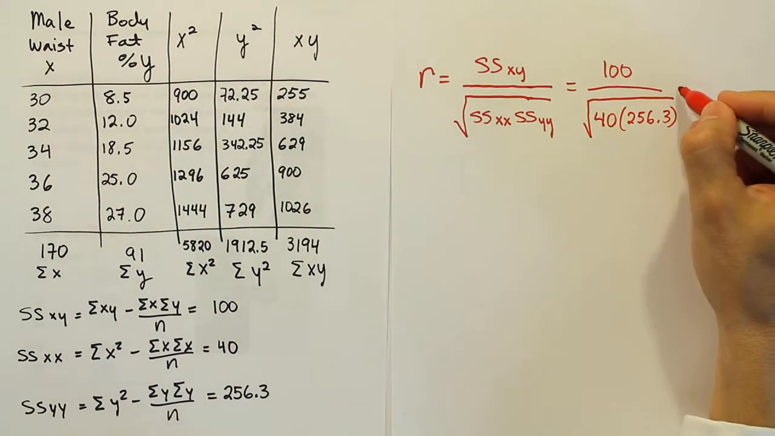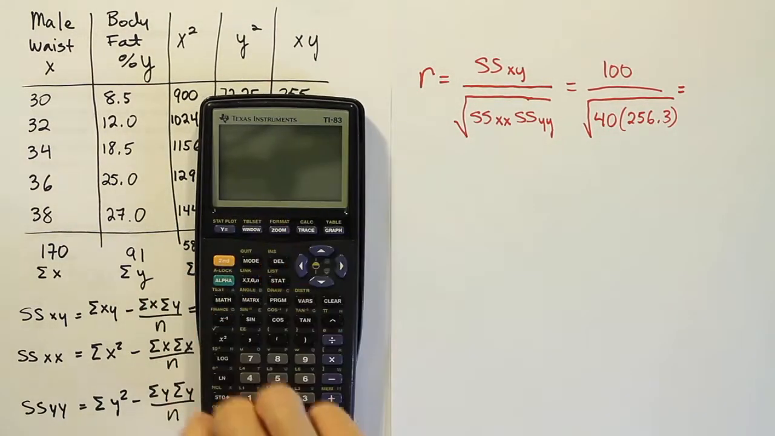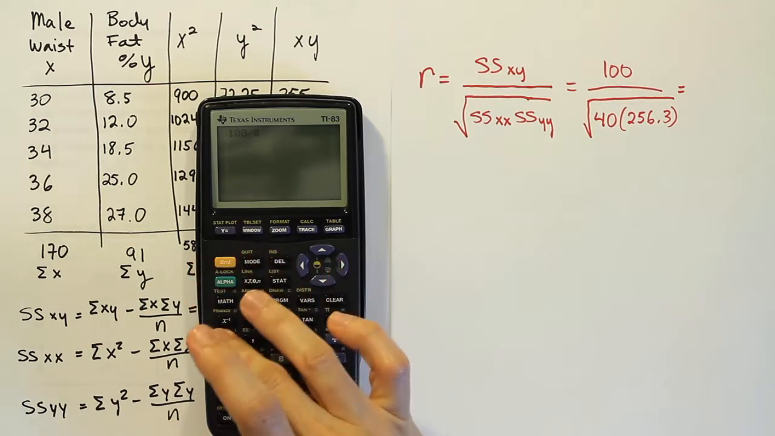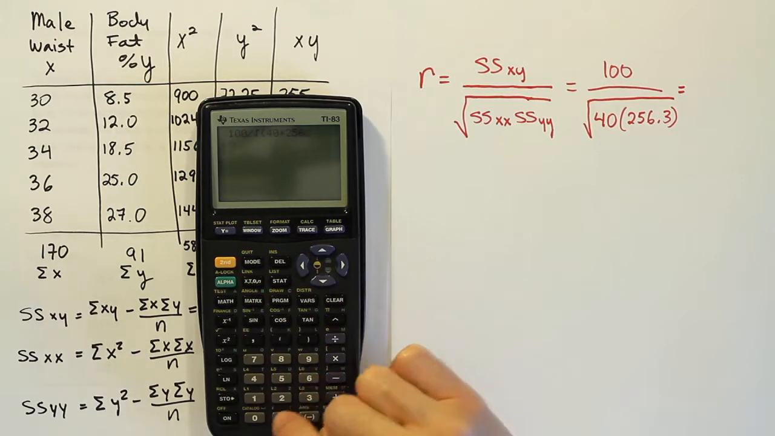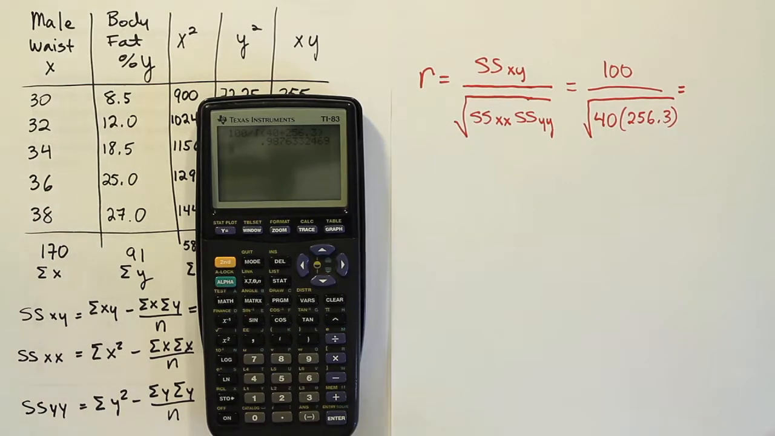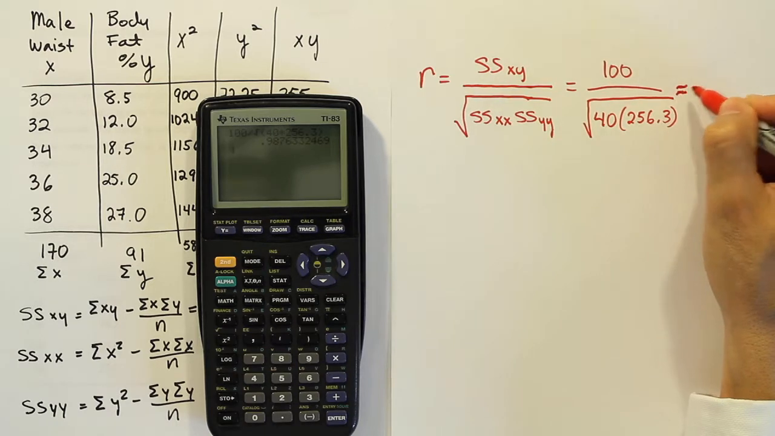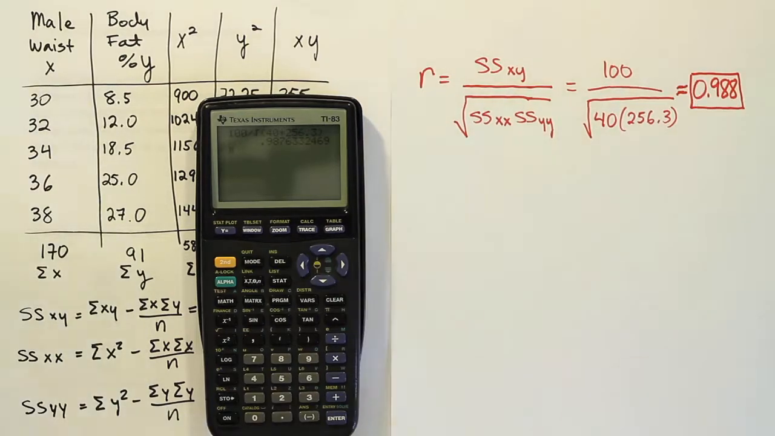Let's see what that is after plugging it into our calculator. So we have 100 divided by the square root of, and the number in the square root is 40 times 256.3. Close it up and hit enter, and you get the value 0.988 when rounded off to 3 places. So I'm going to make this an approximate symbol and go 0.988. So that is quite a large R value. Remember, R ranges between 0 and 1, right?